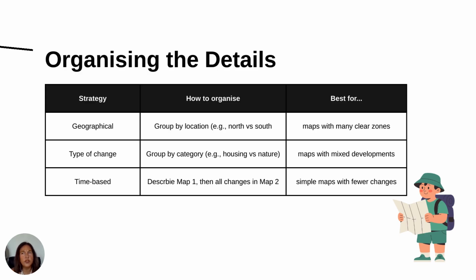How do you plan your body paragraphs then? Well, there are three main strategies. First one, geographical. You can group the information by north versus south. The type of change, for example, group all housing together and then all nature together, or road changes and then the buildings. And the third one is time-based. You can describe map 1 entirely and then the changes in map 2. Choose the one that makes the most sense for the specific maps that you're given.